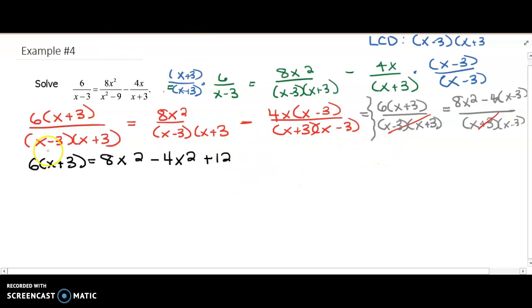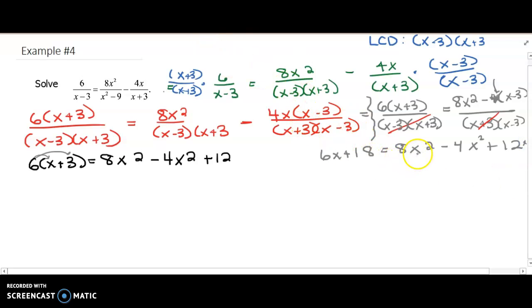Okay, and then I'm going to go ahead and distribute this and clean this up. So 6x plus 18 equals 8x squared minus 4x plus 12. All right, guys, I totally looked over this x that's right here. So this should be 4x squared plus 12x. All right, that makes it look a little bit better.